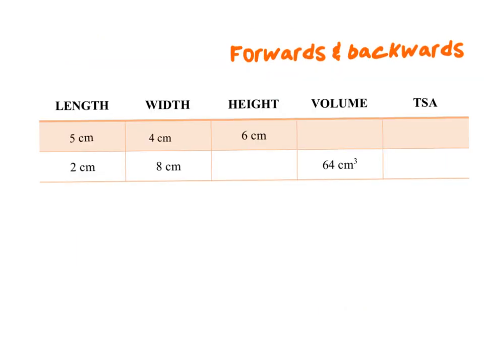Let's consider these examples here, once again in a table format, just to make it nice and easy. So in the first example, we have a length of 5, a width of 4, and a height of 6. So calculating the volume here is very easy, because I'm going to say 5 multiplied by 4 multiplied by 6, and that is going to give me 120 centimeters cubed, because it is volume and therefore it's 3D. The TSA, on the other hand, is a bit more tricky. So let's do this here at the bottom.